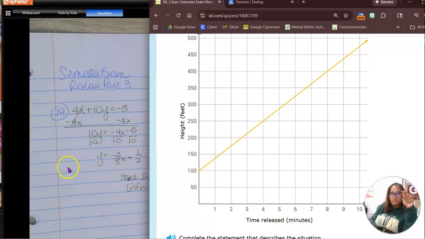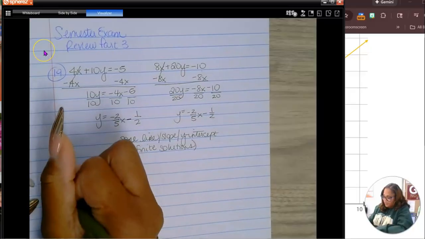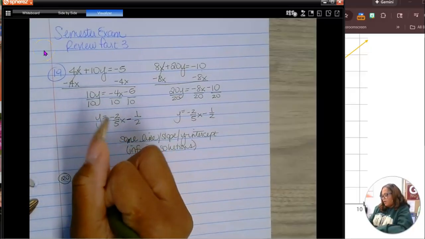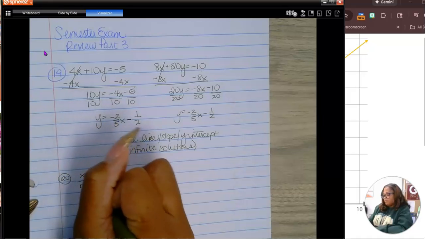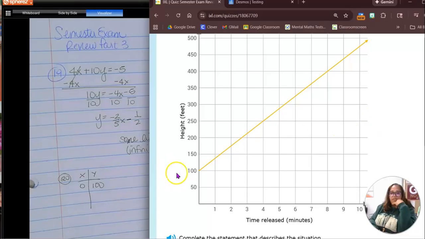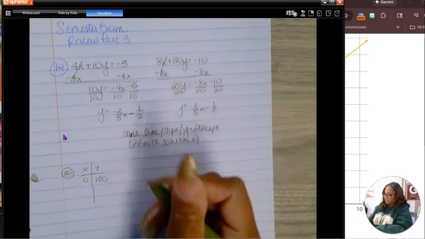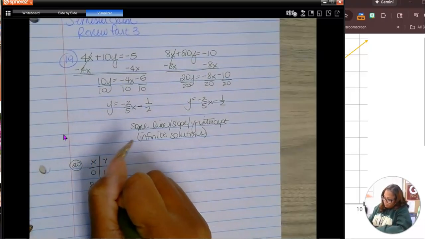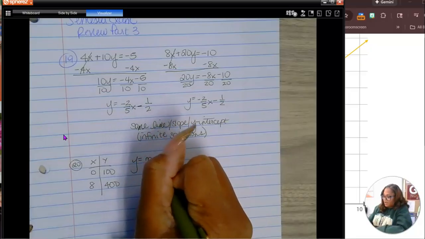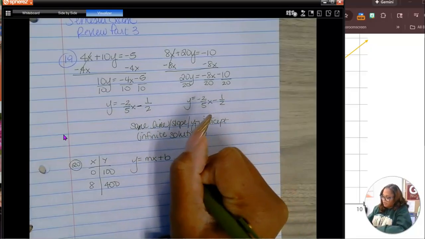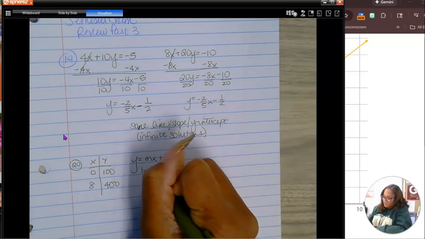So 0, 100 is my first point, which I should always refer to because it's my starting point, and my y-intercept. And then I need to find another friendly point on here. Right here. Boom. Which is 8 and 400. Then whenever I make a table, I need to go to Desmos and get my equation, y equals mx plus b form. This is linear regression.